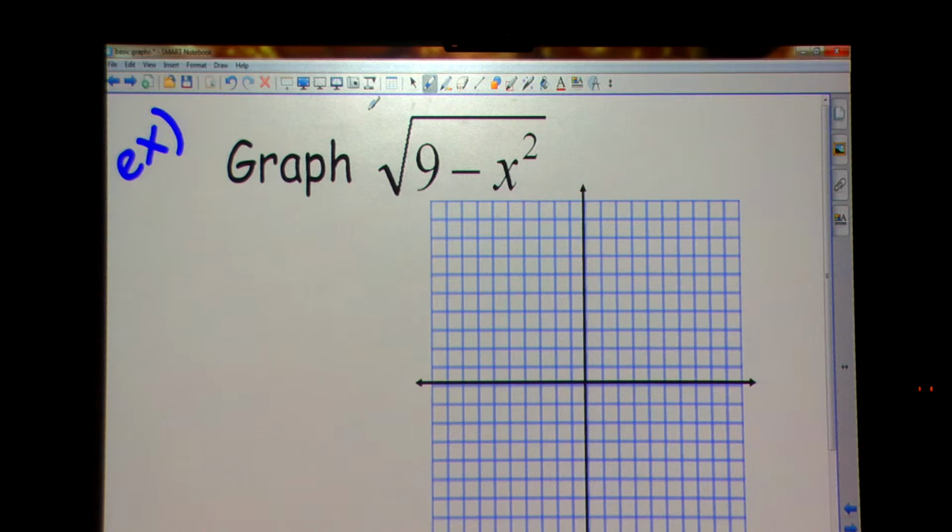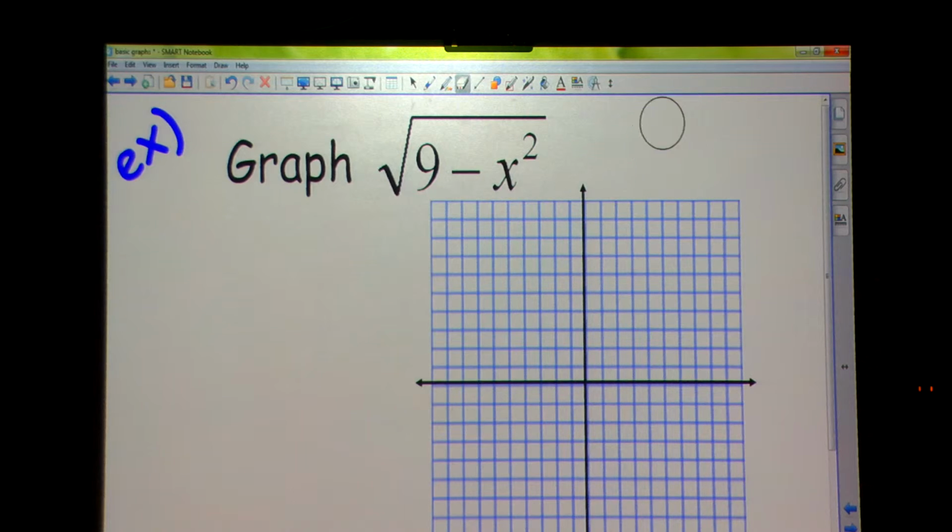Let's do this one. 9 minus x squared. This is not a hill. That's just the square root of x. Okay? This is a perfect square minus a perfect square, which is a semicircle. And its radius is 3, because remember that's its radius squared. So at 3 in all directions is the top half of the semicircle.